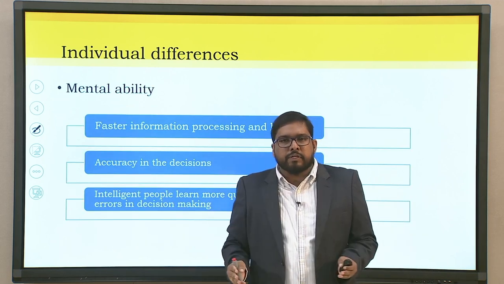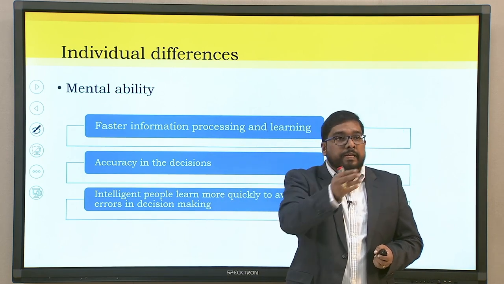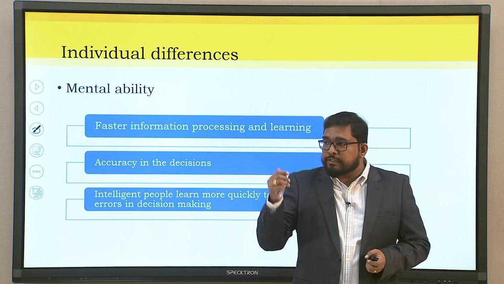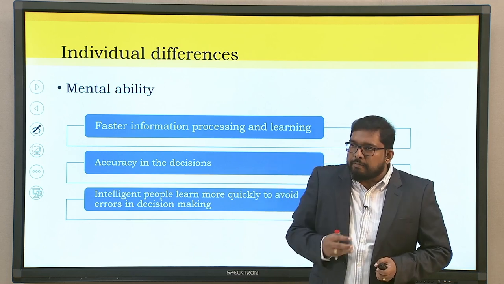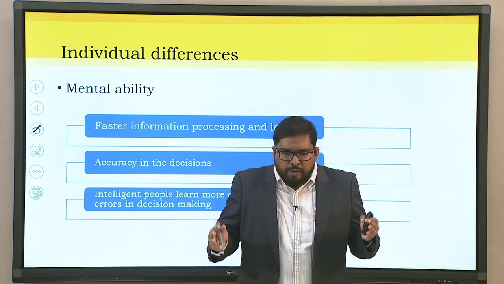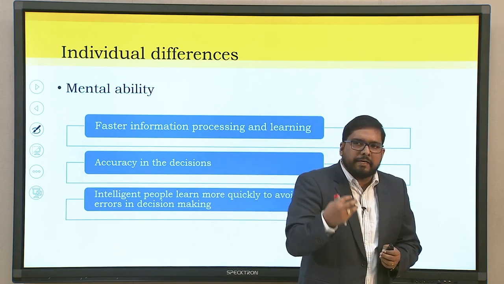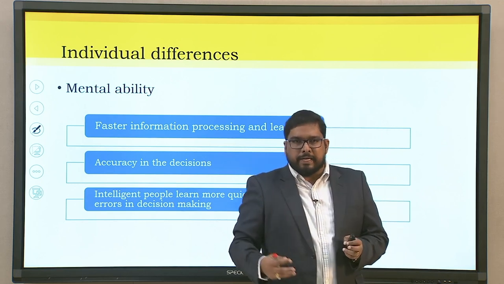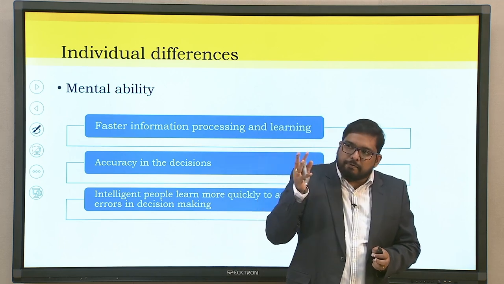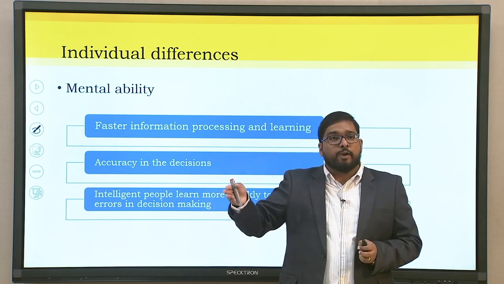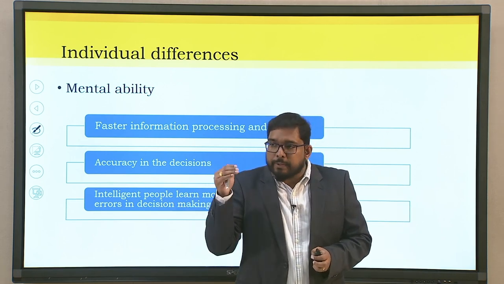So there could be individual differences in terms of mental ability. Faster information processing and learning would be the cynosure, or the strength, or the weak point of somebody. When I'm talking about weak point, it's like you are in a very lethargic organization, an organization which does not need you to read between the lines, but there are individuals who always do that. So in that situation, faster information processing might not be a boon but a bane. So these are some of the situations in terms of mental ability, and accuracy in decisions.